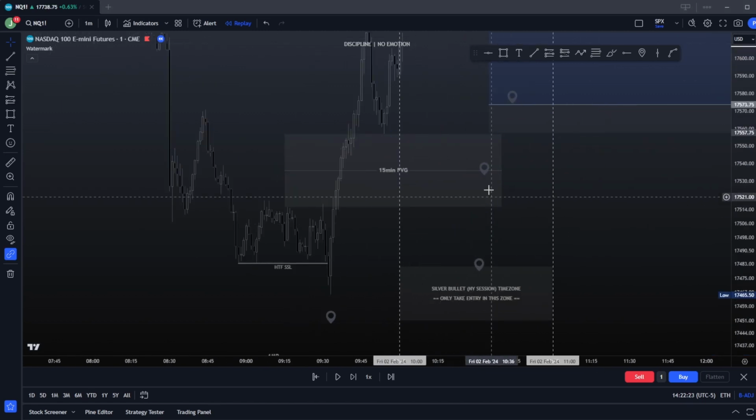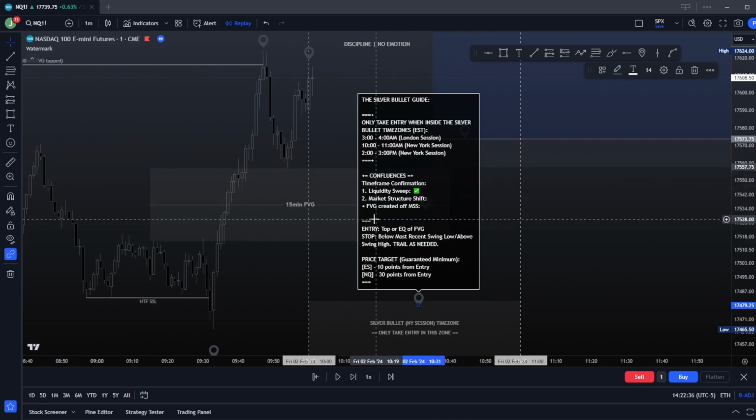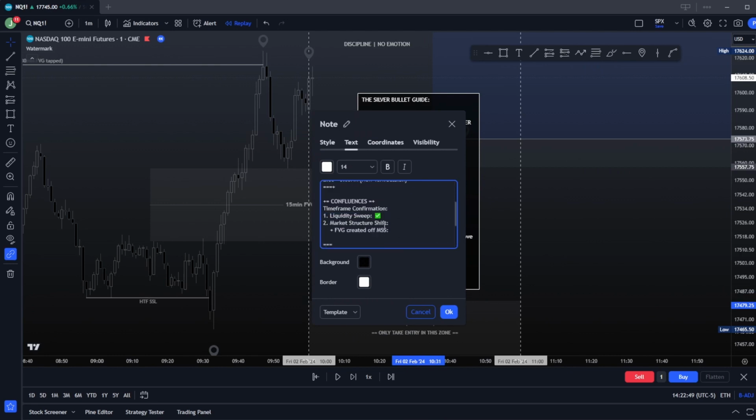But going back into silver bullet, if the fair value gap and market structure shift make sense to you guys, I hope it does. So that is what we're looking for. We got a liquidity sweep, boom, check. We have a market structure shift that creates a fair value gap off that market structure shift. I'll just put that into one because that's pretty much one and the same.